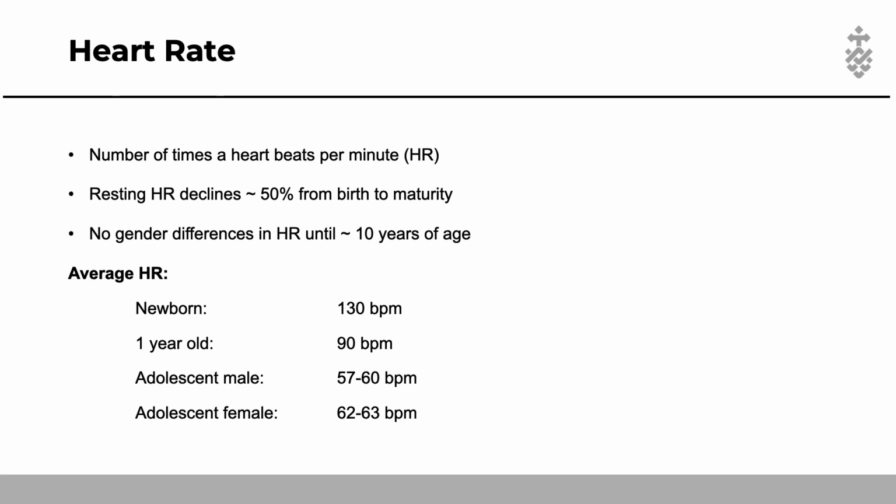We all know that our heart rate is the number of times our heart beats per minute. And here we're going to start by looking at our resting heart rate, the heart rate of our body when we're just sitting down, relaxing. Our heart rate actually changes quite a bit across the lifespan. There's about a 50% decline in resting heart rate from birth to maturity. So at rest, a child's heart rate is consistently higher than an adult's.